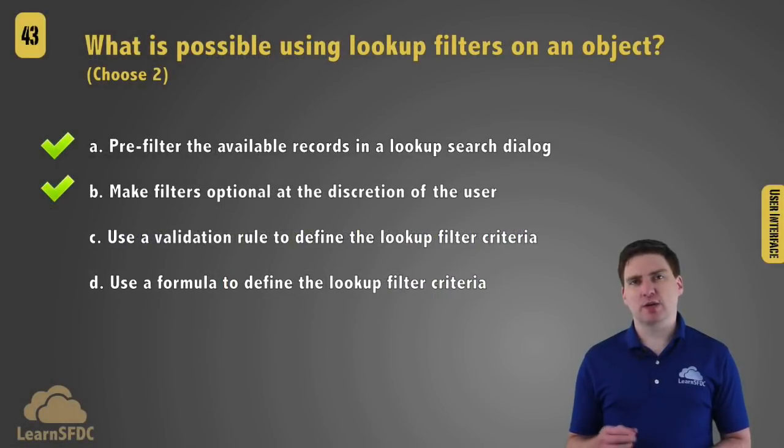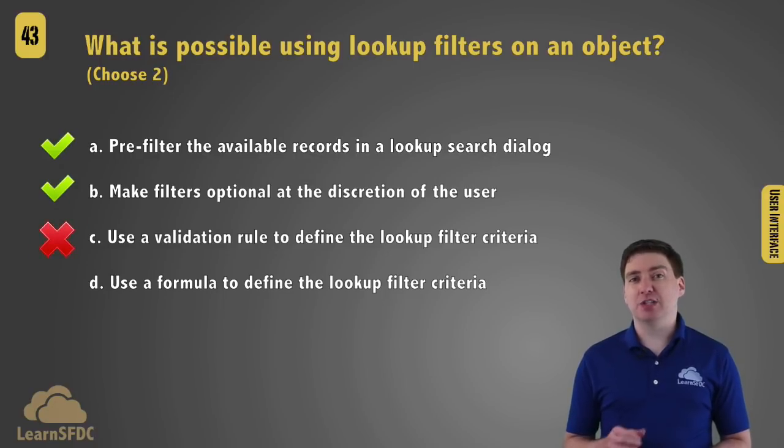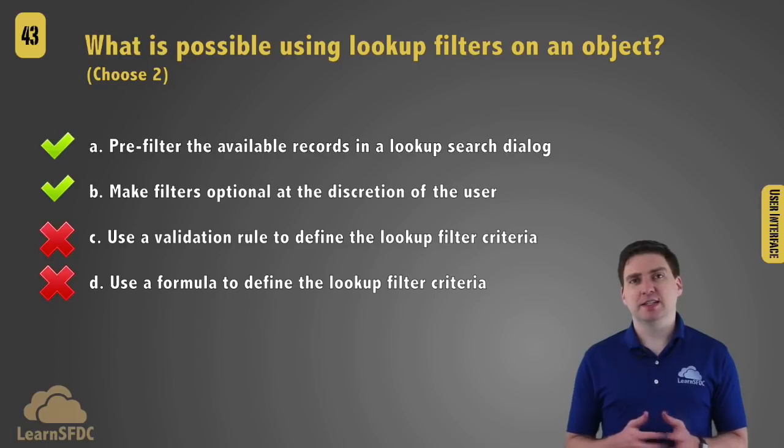Now, let's look at the incorrect answers. C is incorrect because a validation rule works completely independently of lookup filters. You cannot link a lookup filter to a validation rule. D is also incorrect because a formula cannot be used in a lookup filter. Formulas are used in validation rules when an app builder needs to implement a complex data validation, and formulas can reference fields that basic filter criteria cannot, but you can't use formula fields in a lookup filter.